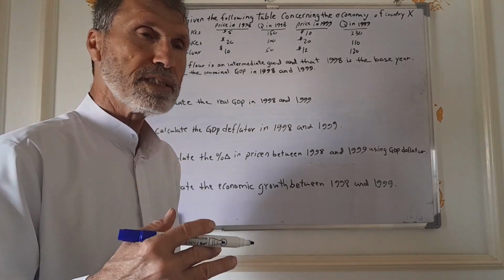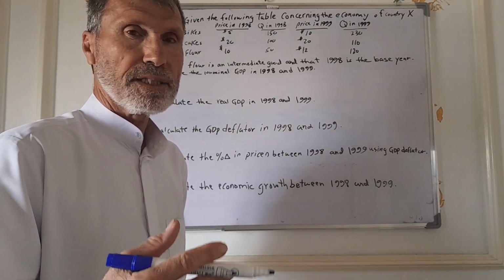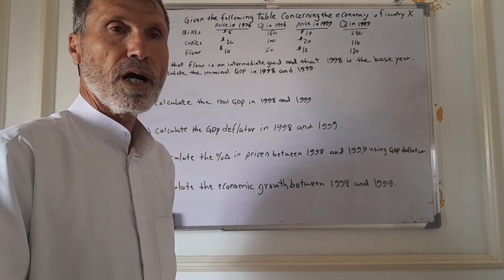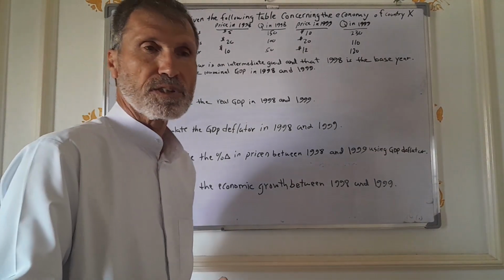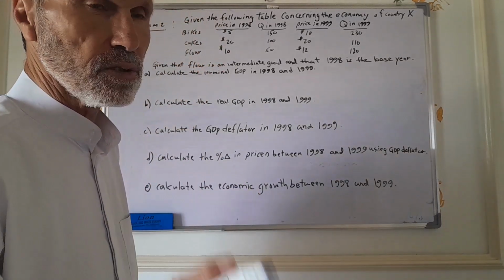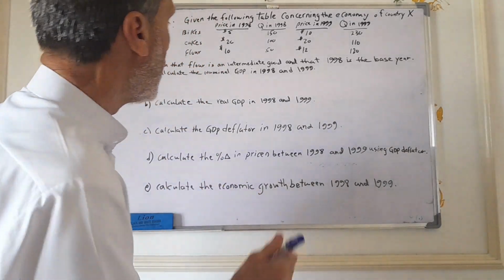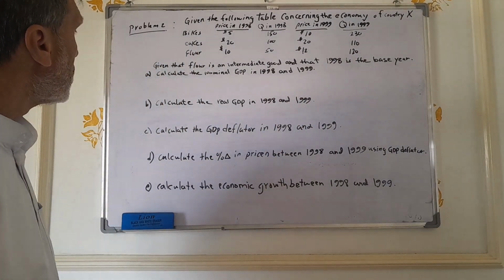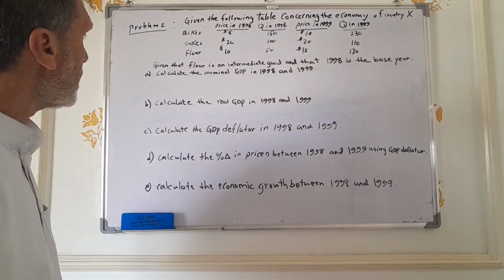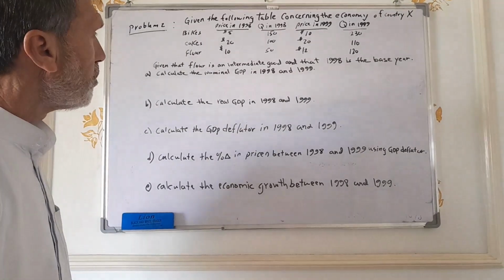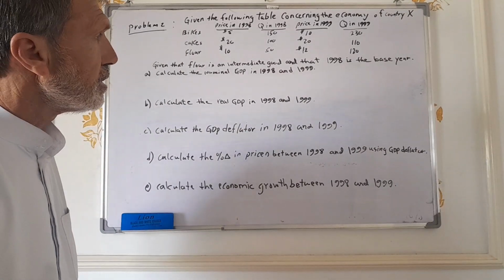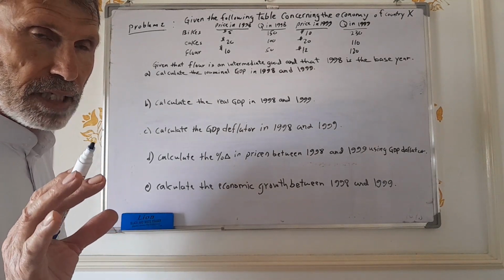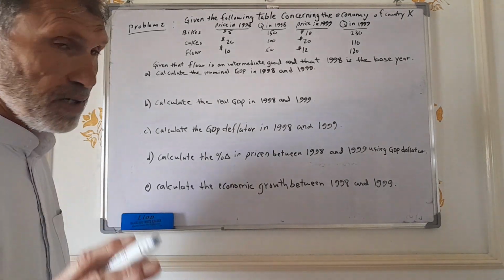Once you include that intermediate good in the calculation of GDP, then you are double counting the value of GDP. Therefore, you should exclude the intermediate good. And now he's saying 1998 is the base year. Therefore, let's begin with part A. Part A says calculate the nominal GDP in 1998 and 1999. So we don't include flour in the calculation.